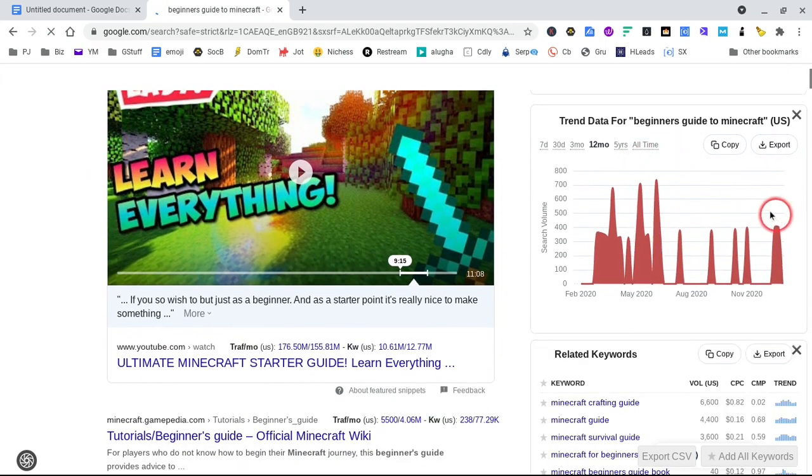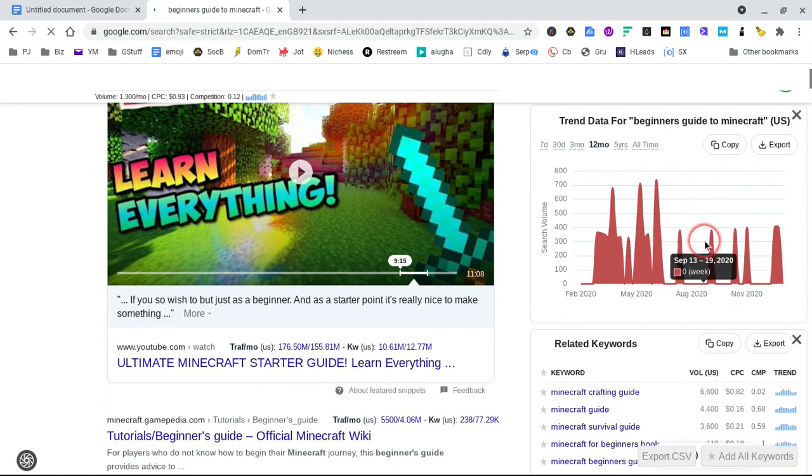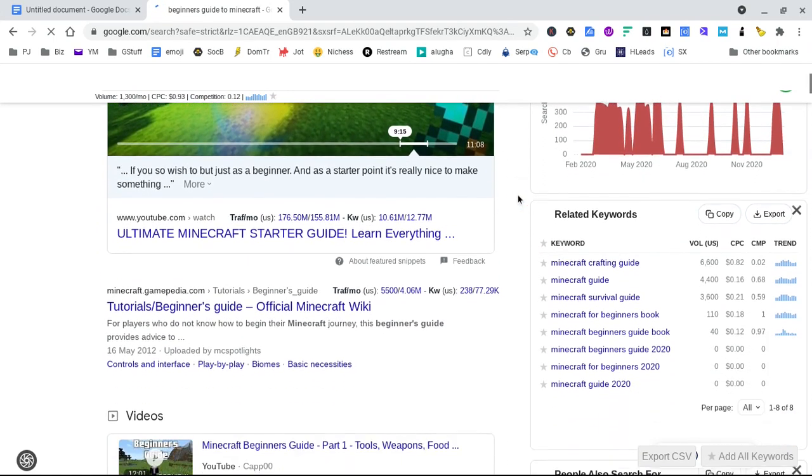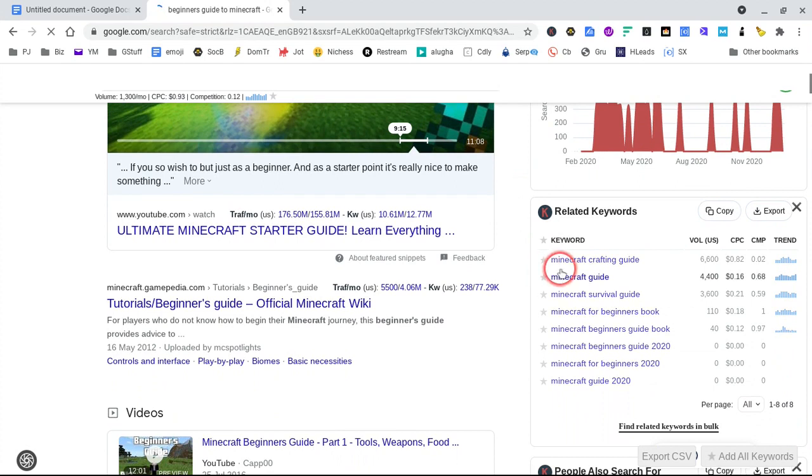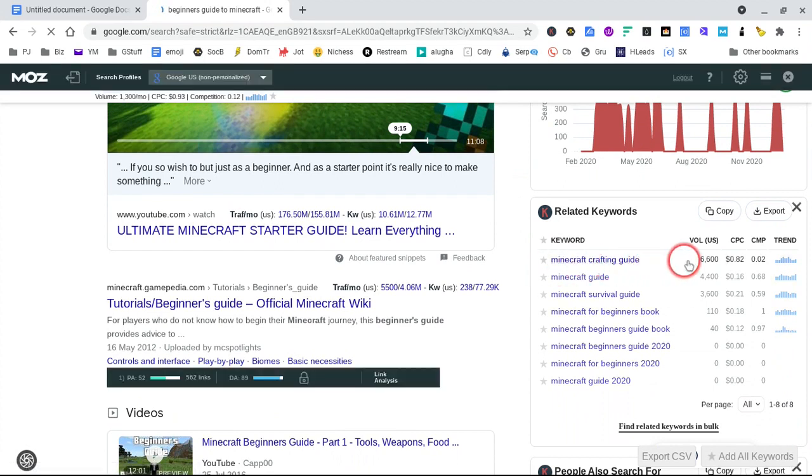We've got some spikes and some troughs. I'm not really particularly concerned about that. The first related keyword, which is really good, gives us Minecraft crafting guide, over 6,000 searches a month. Its CPC is 82 and it's got a competition of 0.02. What we're looking for is CPCs high if we can get them. If we get them too high, it's going to be far too competitive. But competition we want to be low. That's competition for bidding on the keywords, but it's an indicator for us of how easy it's going to be to get onto page 1 of Google.